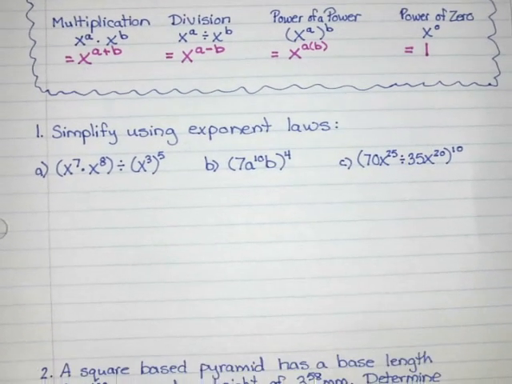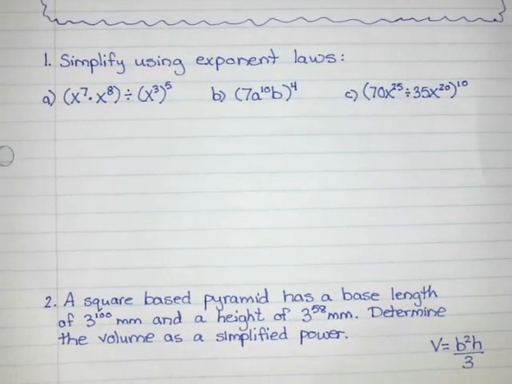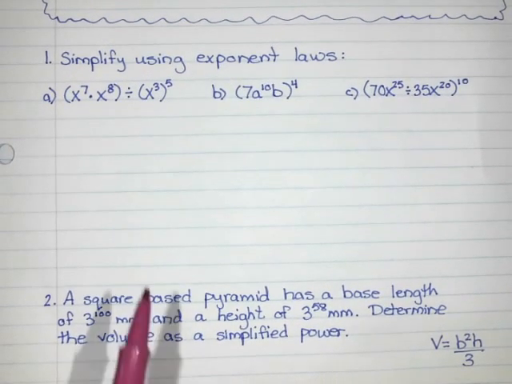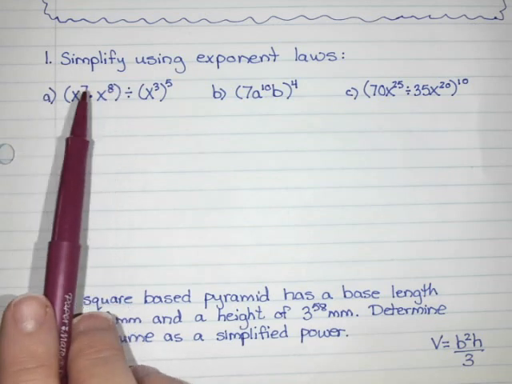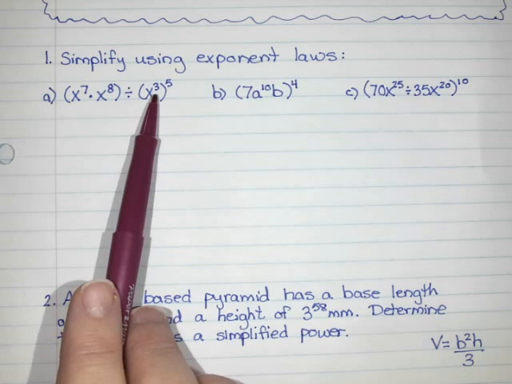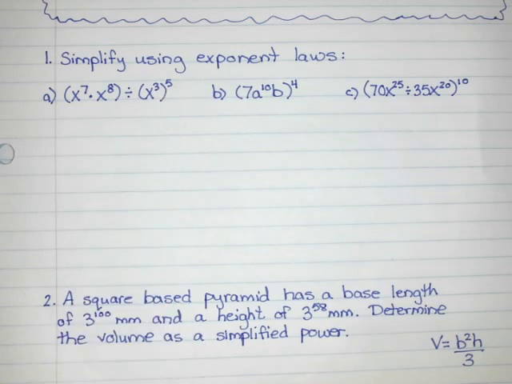All right, we're going to start with a question that says simplify using exponent laws. So I have x to the 7 times x to the 8 in a bracket divided by x to the 3 to the power of 5. When you are simplifying a question that has more than one operation, so it's got multiplication and division, or division and an exponent, or multiplication and an exponent, you want to try to follow order of operations.